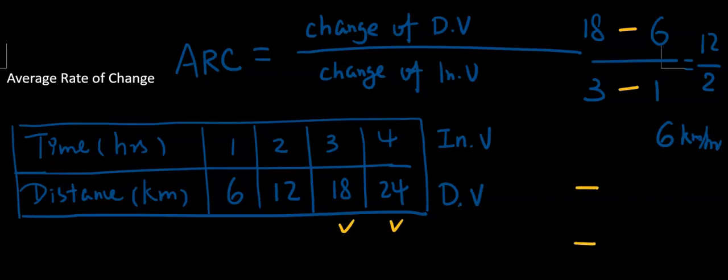Remember, on the top, it's the change of the dependent variable, and so we have 24 minus 18. On the bottom, we have the change of the independent variable, 4 minus 3. 24 minus 18, that's 6. 4 minus 3, that's 1. We have 6 kilometers per hour as the average rate of change.